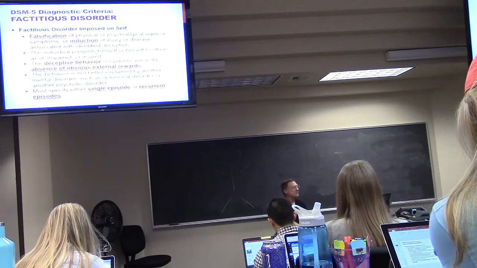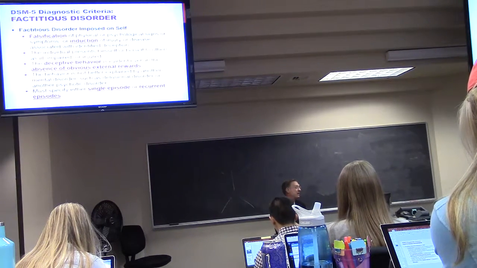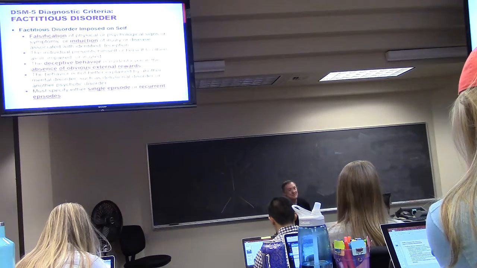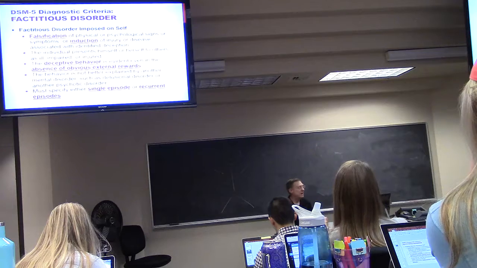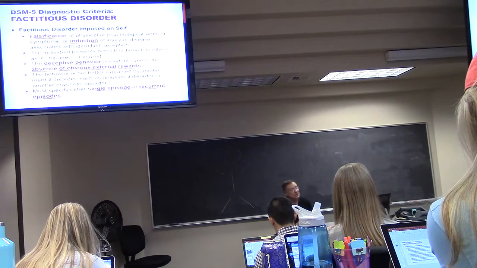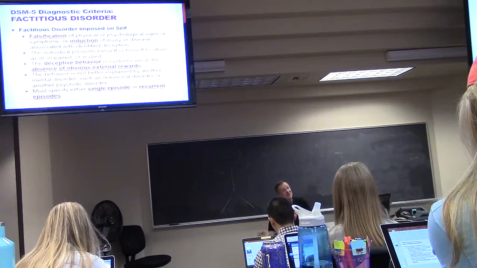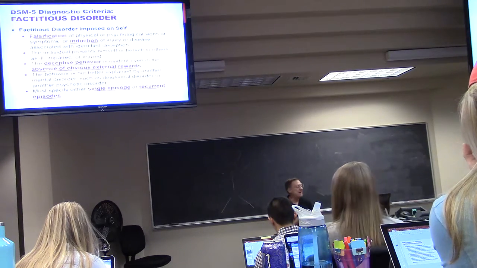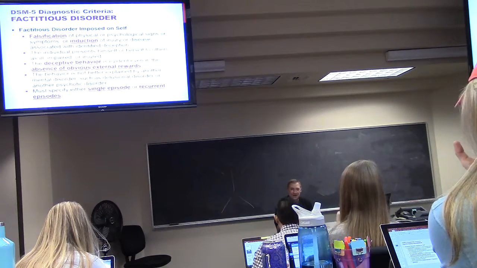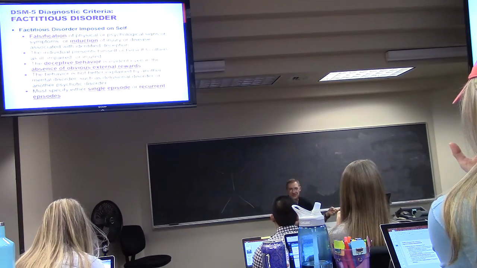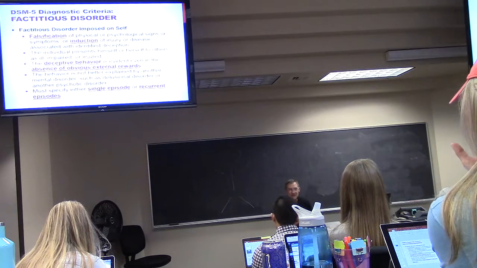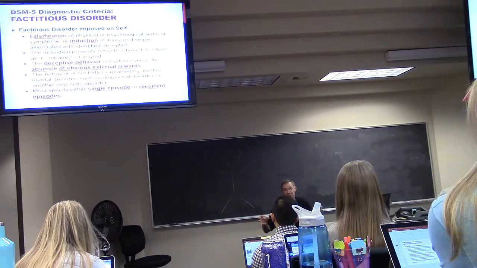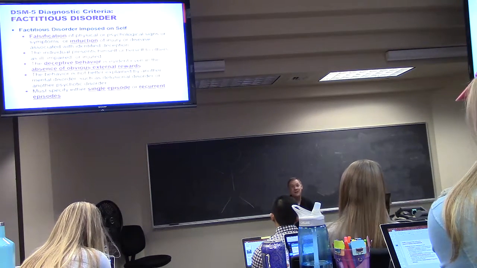Okay, the individual presents him or herself to others as ill, impaired, or injured. The deceptive behavior is evident even in the absence of obvious external rewards. And you have to figure that out, because there's another way to phrase something. If they do things to themselves and they don't have obvious external rewards, then you're looking at factitious disorder. If they do things to themselves and there are obvious external rewards, then it's called malingering, and that's not a psychiatric diagnosis. Okay, used to be, but not anymore.